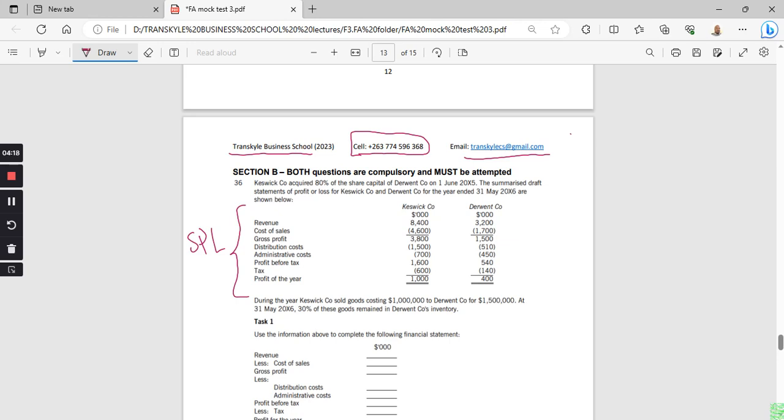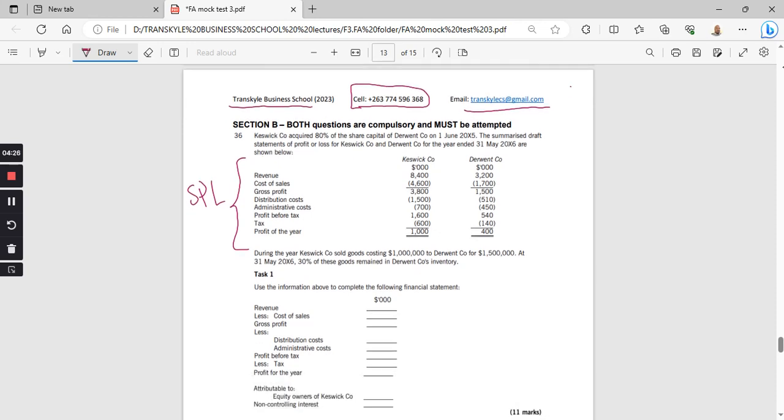So whenever you're given a consolidation question, you must ask yourself, what was the group structure? Here we are told that Keswick is the parent who acquired 80% in the subsidiary Dwent. So 80% was acquired. Therefore, the NCI, the non-controlling interest, was 20%.